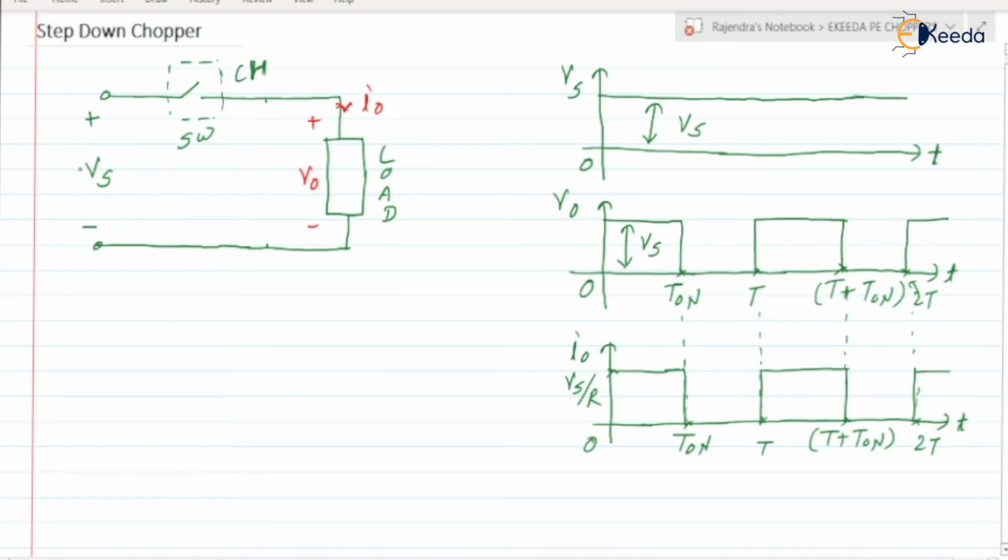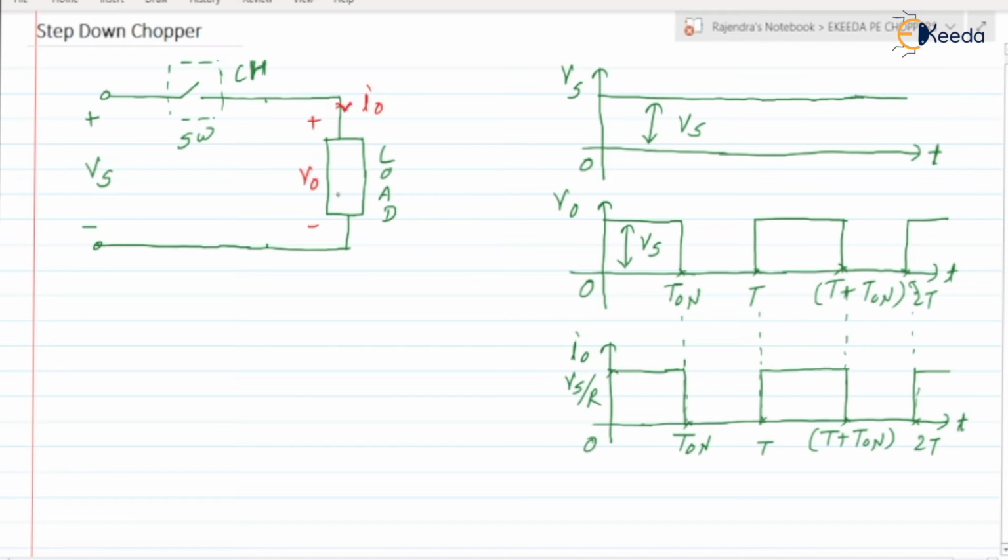Here we have a Vs, which is a fixed DC voltage of magnitude Vs volts. Here we are using a switch SW. It may be anything: a MOSFET, an IGBT, a thyristor, etc. This switch is known as a chopper because when the switch is in the on state, the supply voltage appears across the load, and when the switch is in the off state, the load voltage is zero. So this switch is chopping the supply voltage, and that's why it is known as the chopper.